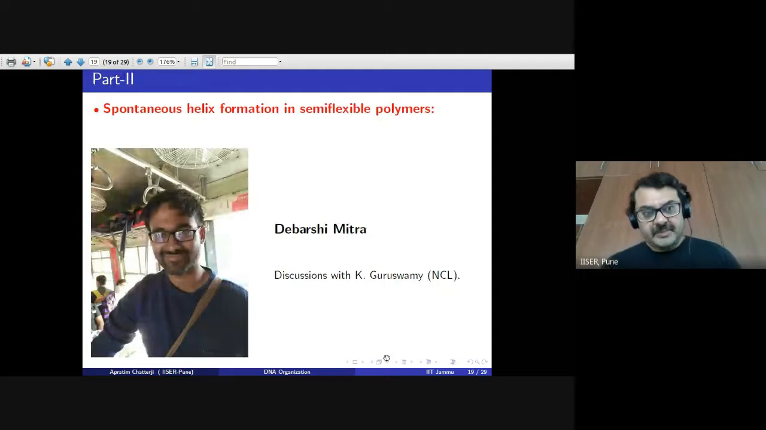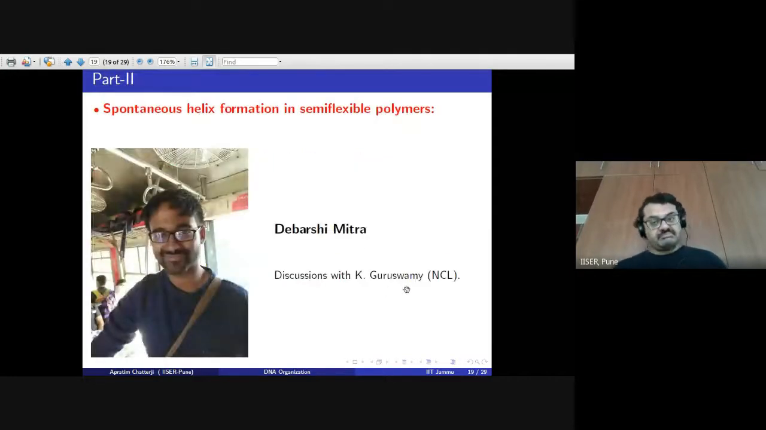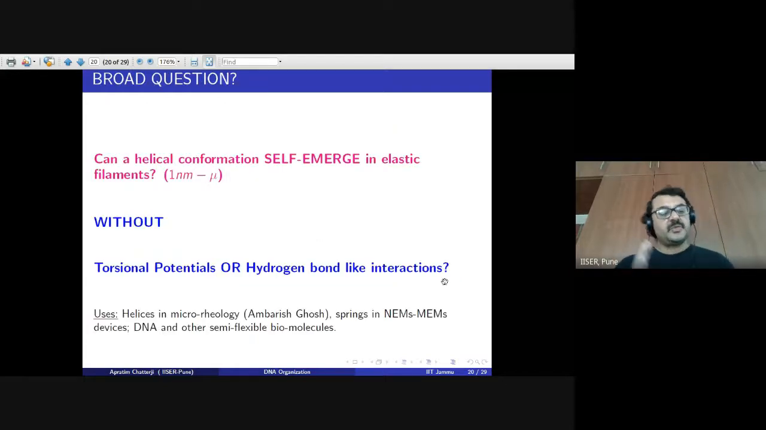Now let me come to the second part of the talk, where I shall talk about spontaneous helix formation in semi-flexible polymers. This work was carried out by Debarshi Mitra. I also want to acknowledge very useful discussions with K. Guruswamy, who was in NCL before and has moved to IIT Bombay now. He's a collaborator. So what is the broad question?